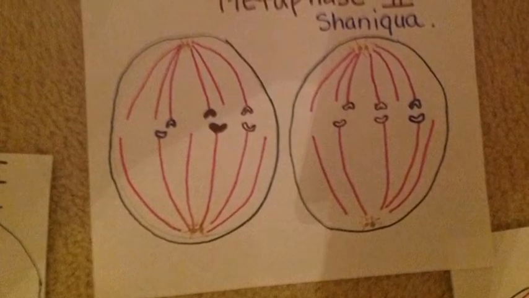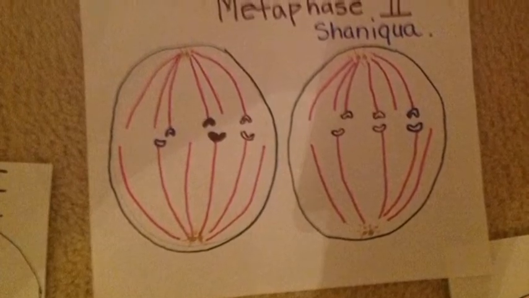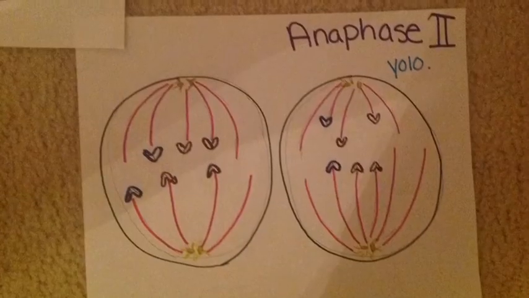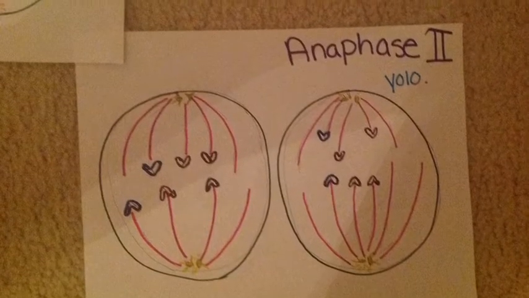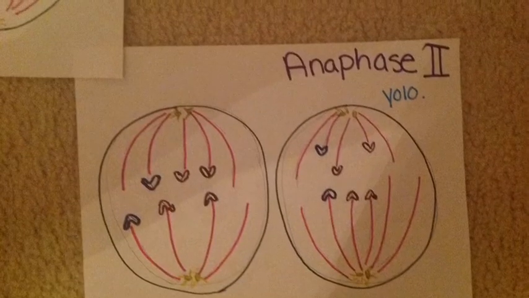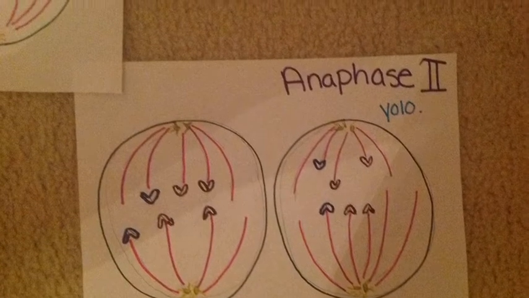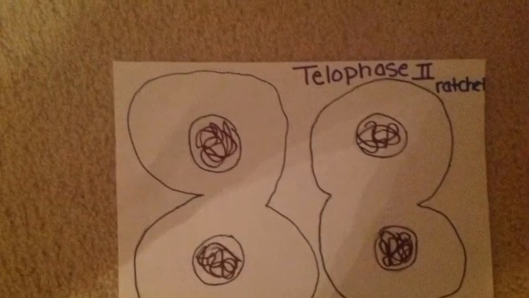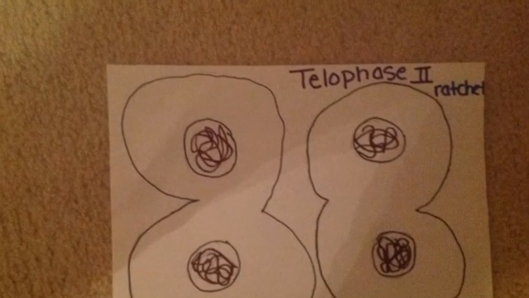Metaphase 2 is when the sister chromatids line up together at the center of the cell, ready to be separated. In anaphase 2, the spindle fibers pull the sister chromatids away from each other towards opposite parts of the cell. And lastly, in telophase 2, each cell forms a cleavage furrow, this time making two haploid cells.